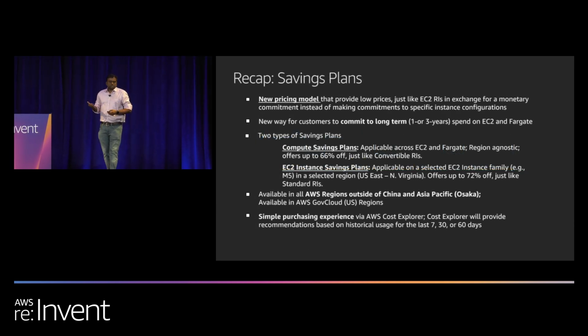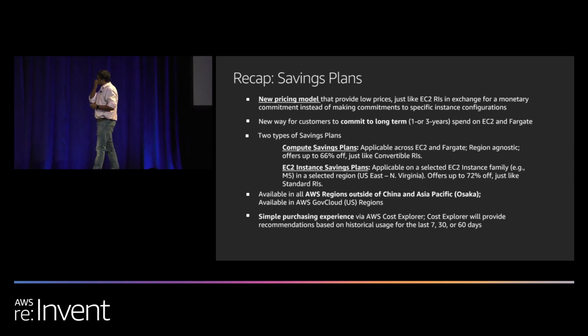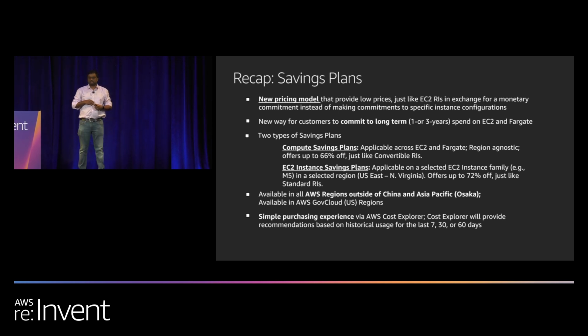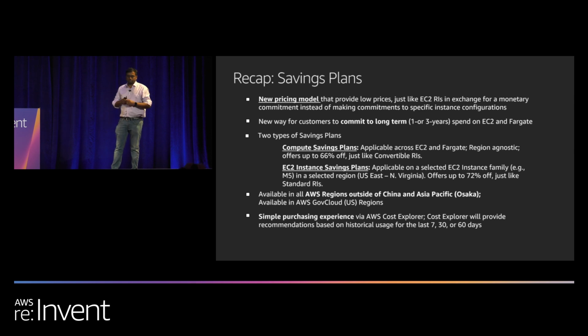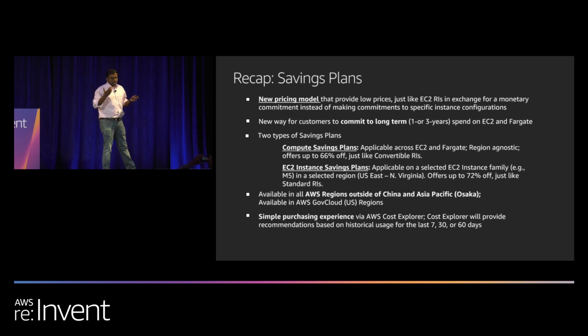All right. Hopefully that gave you a decent understanding of savings plans and how they work and the experience through Cost Explorer. To recap what we've discussed so far: savings plans is a new pricing model that provides low prices just like EC2 RIs in exchange for making a commitment to a consistent amount of usage, measured in dollars per hour, for a 1 or 3 year term. There are two types of savings plans. Compute savings plans apply across any EC2 instance usage across regions, and also apply to AWS Fargate, and you can save up to 66% just like convertible RIs.